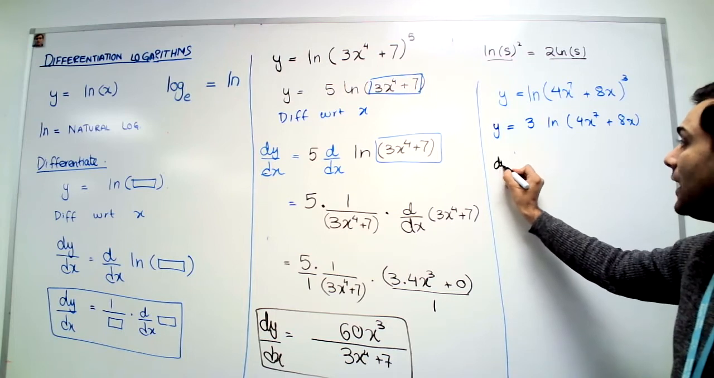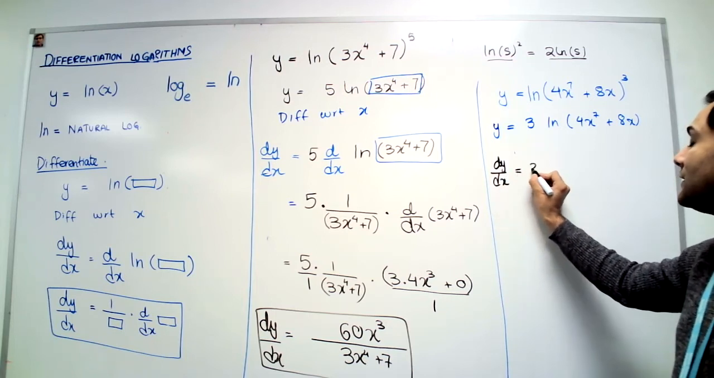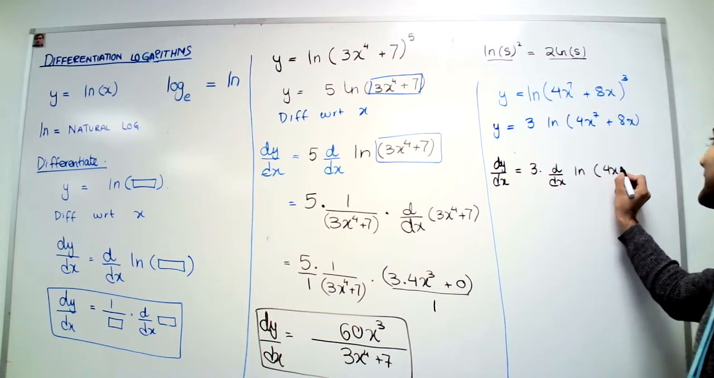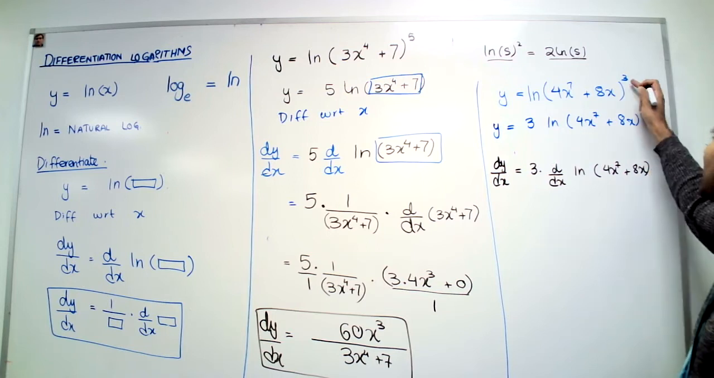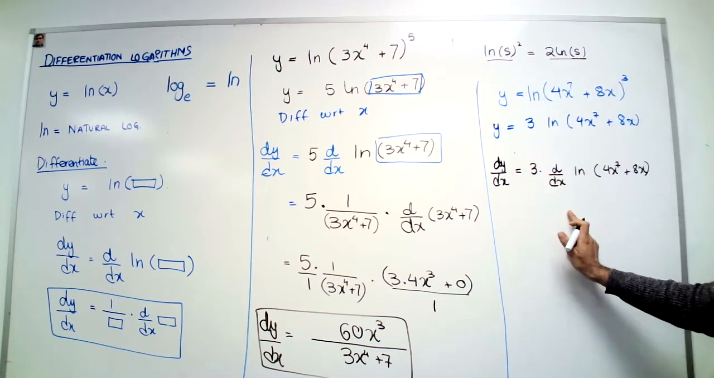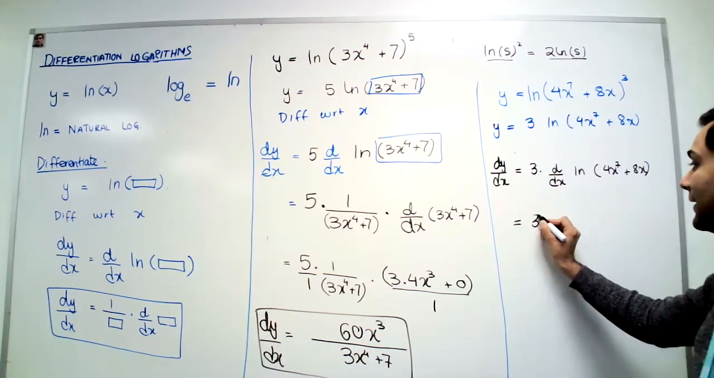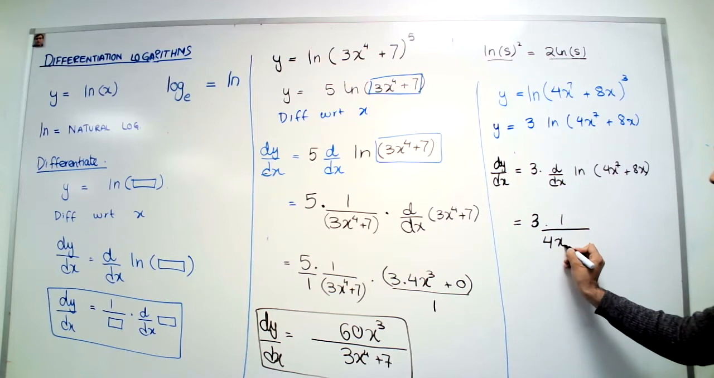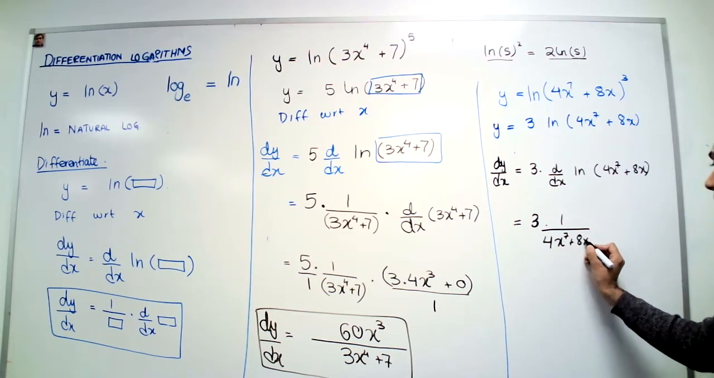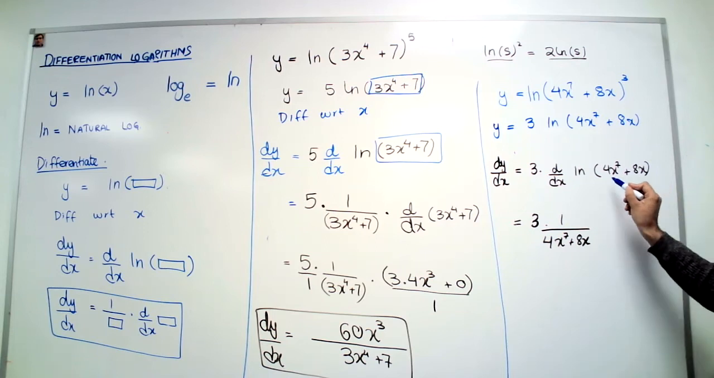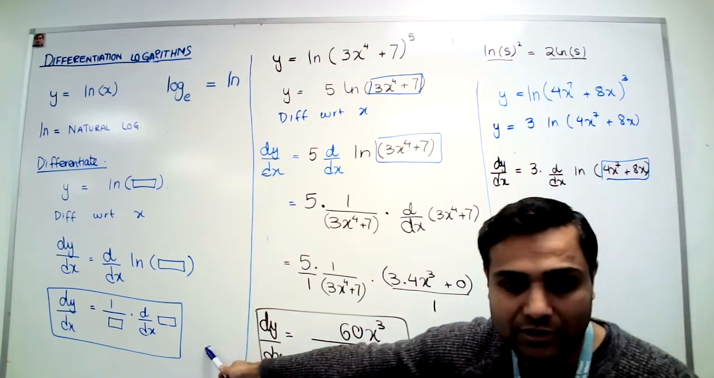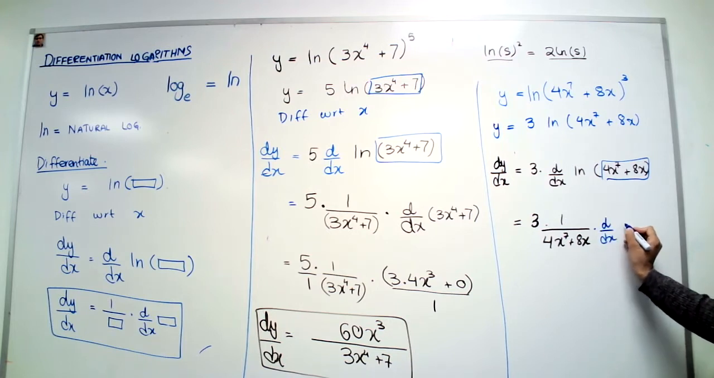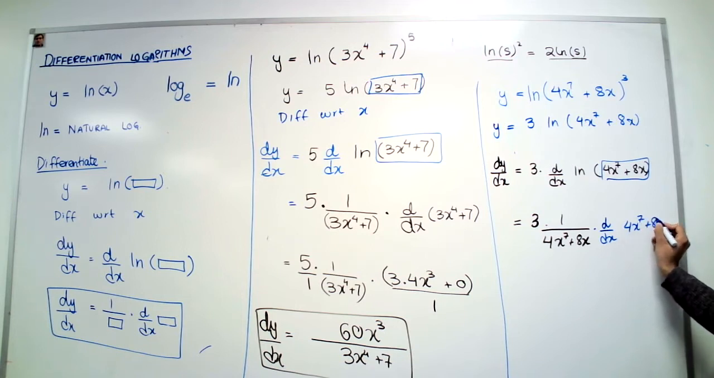So that will become dy over dx equals the 3 is here and d over dx of the ln(4x^7 + 8x). Now, where is the 3 gone? The 3 is here. Now, 1 over the box. The box is 4x^7 + 8x. Sorry, let me write x. So this is my box. And the rule is 1 over the box and the differential of the box. Now, I need to differentiate the box. The box is just 4x^7 + 8x.